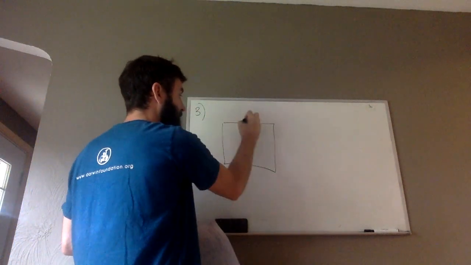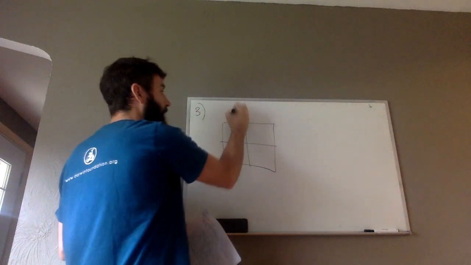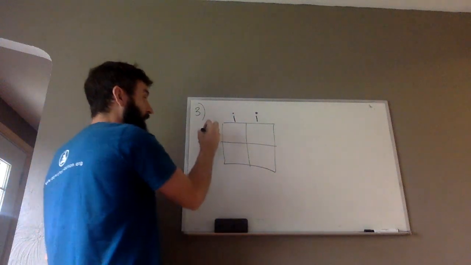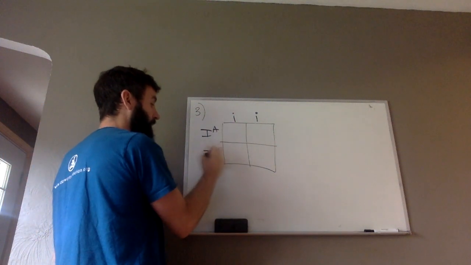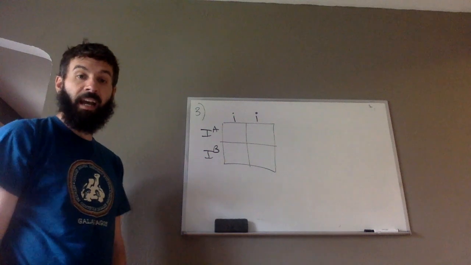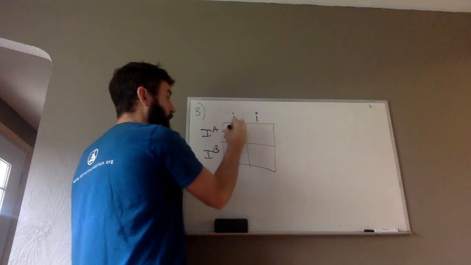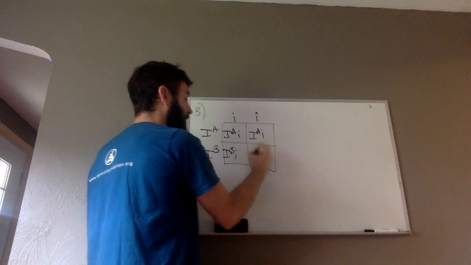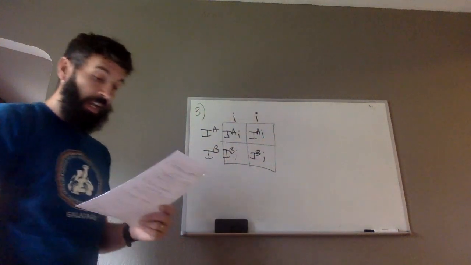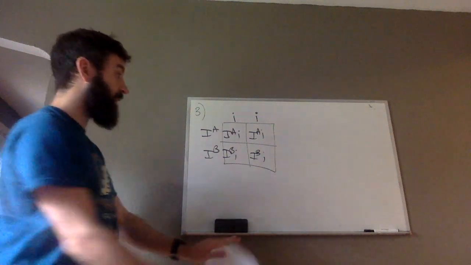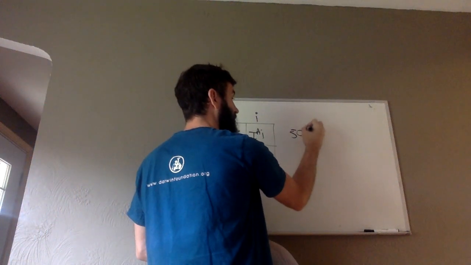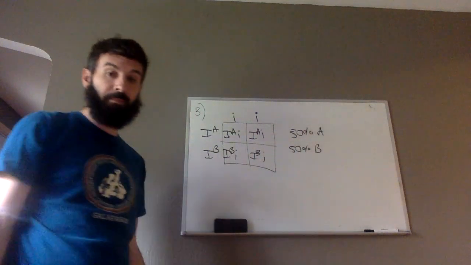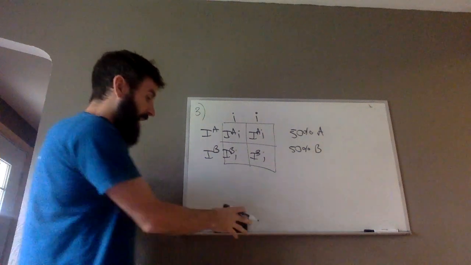Draw a normal Punnett square. One parent is blood type O, so there are two lowercase i's, and the other parent is blood type AB, so their genotype is IA, IB. Now just fill in the Punnett square like normal: IAi, IAi, IBi, IBi. And then lastly, just figure out the phenotypic ratio. 50% of the kids would have blood type A, and 50% will have blood type B. So they're just normal Punnett squares like we did last chapter.